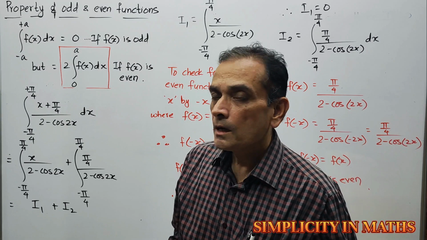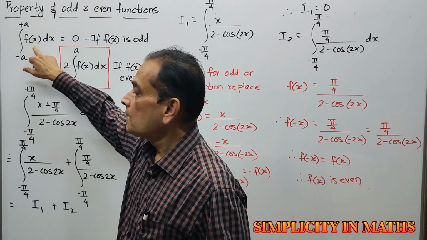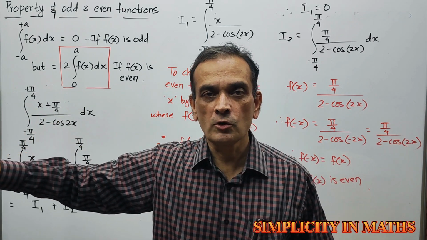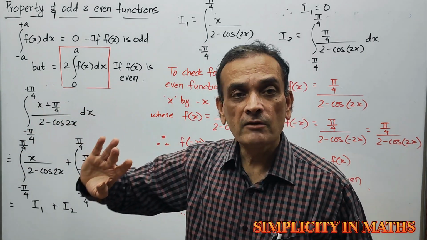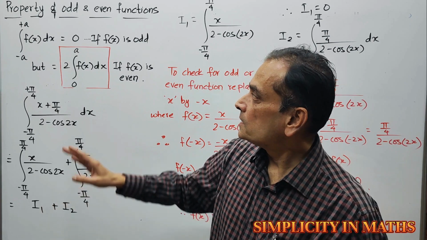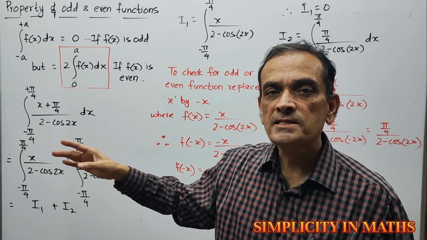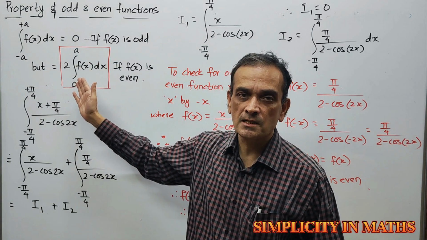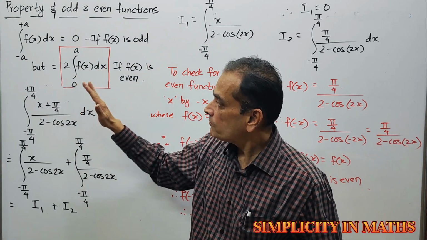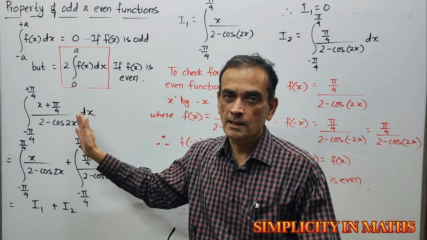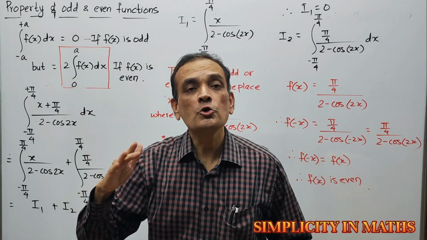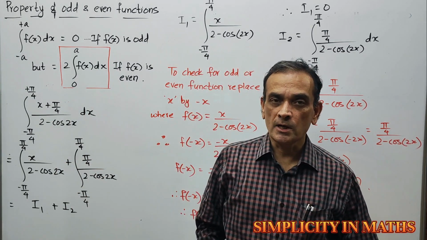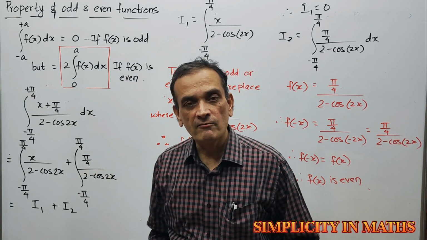If the function is odd, डायरेक्टली आंसर 0 हो जाएगा. We are lucky at that time, no need to calculate. But if the function is even, then the answer is not 0. It gets converted to this: 2 times 0 to a f(x) dx. Then we are not so lucky. You have to solve the integral. But how do you check whether f(x) is odd or even? That is important. Okay, that I'll explain while we are taking the problem.